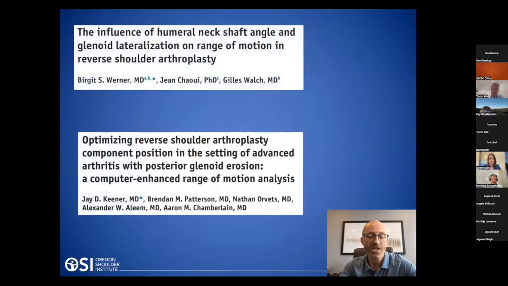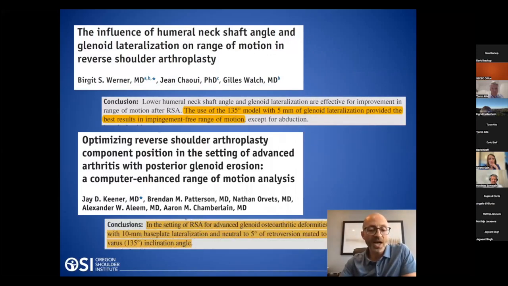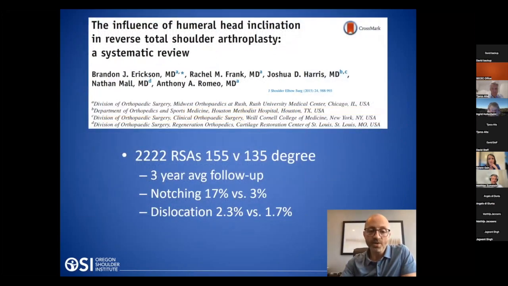What are the computer simulation studies here? A couple of studies have looked at this. Both of these studies concluded in a computer simulation model that 135 and 5 to 10 degrees of lateralization provided the best range of motion. The clinical evidence also supports this.